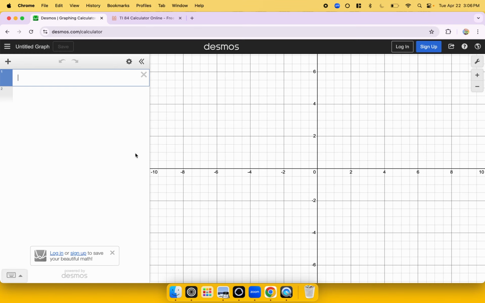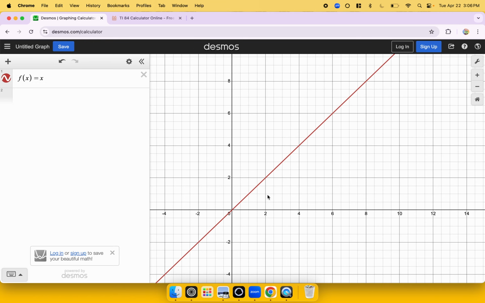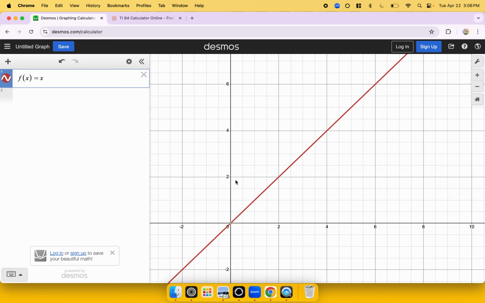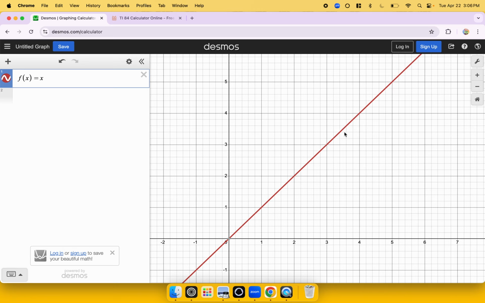Let's talk about Riemann sums. So let's start with the basic function of just f of x equals x, right? y equals x, the linear function. When y is 1, x is 1. When x is 2, y is 2. Simple, just straight up. And let's say the upper limit of this is 3.